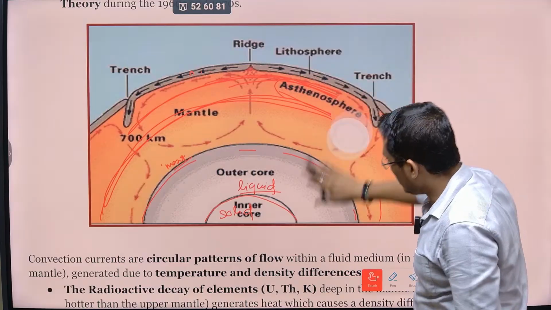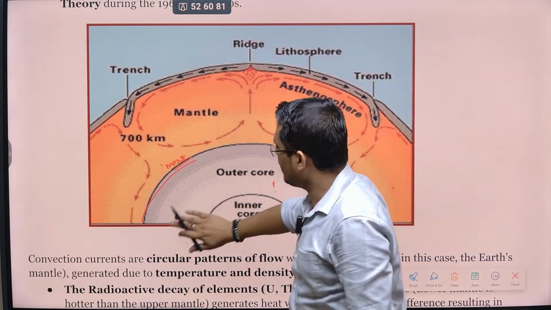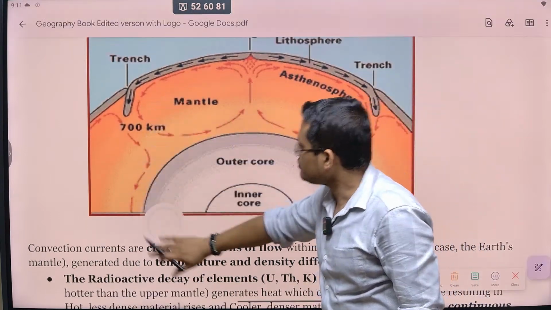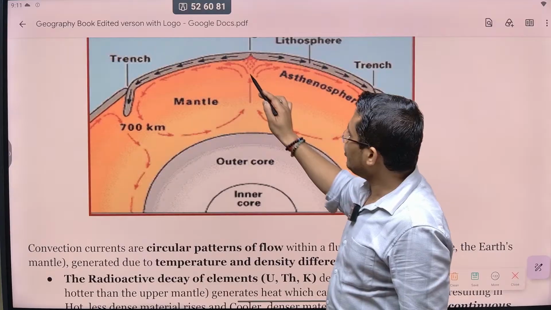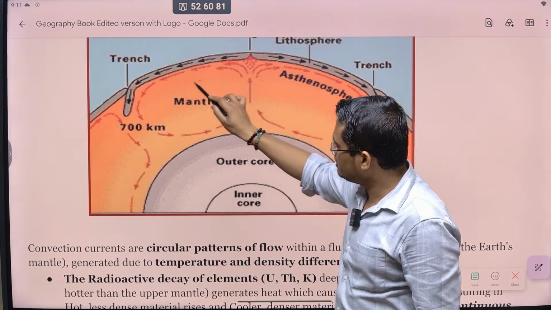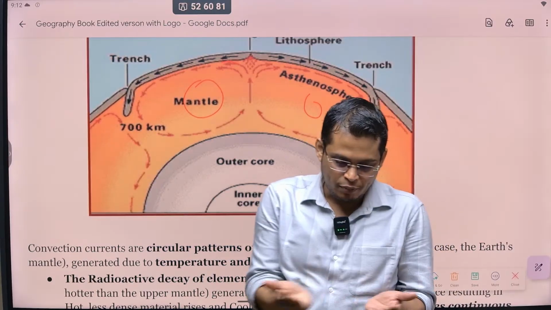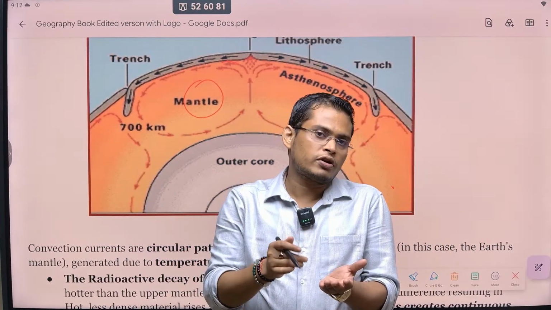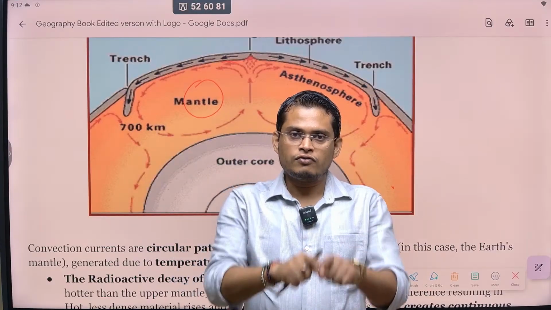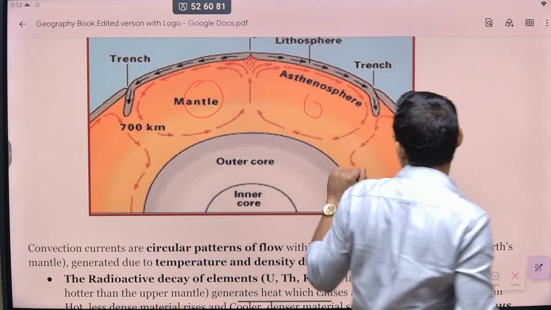Now, how do they use this concept to explain the convection current theory? Whenever there is heat, take an example: a pot. If you put a pot on a burner and heat it, what will happen? There will be a rise and fall of water, a circular motion. The same thing happens inside the earth.